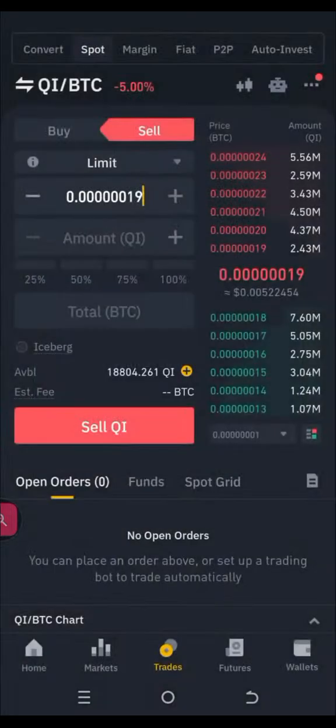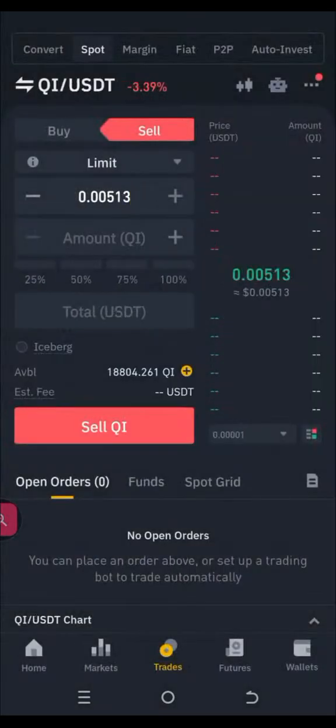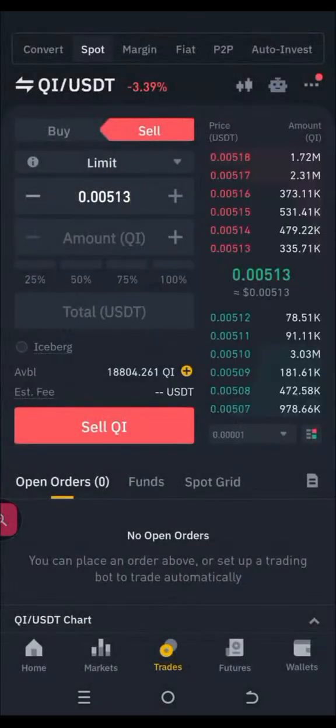We're just going to have to wait. Oh no, this is QIBTC. Let's go back to QIUSDT. So we're going to set a sell limit and just wait for it to execute. We don't know how long this is going to take. A couple of days, a couple of hours.